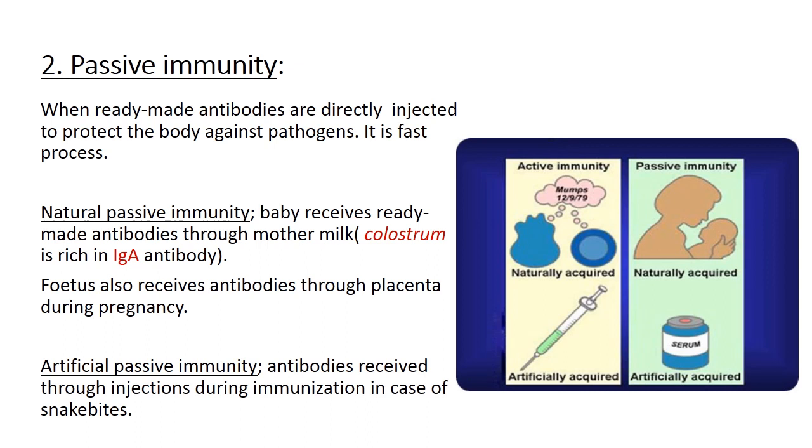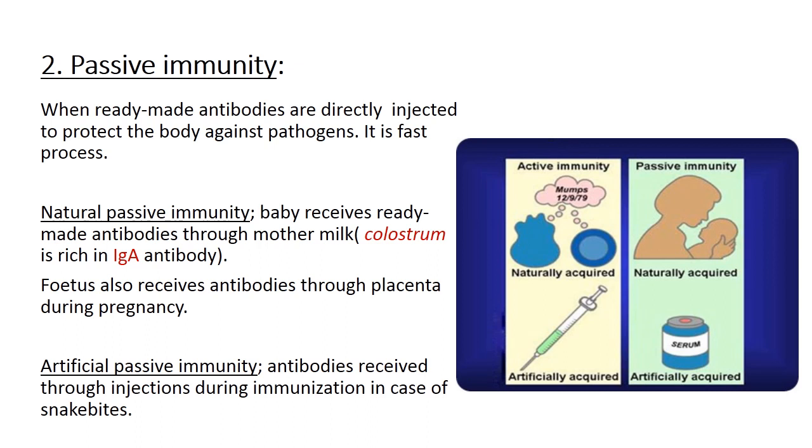When the infant feeds on breastfeeding, it will be supplied with all these ready-made antibodies. So it will develop some kind of defense mechanism, so that the ready-made antibodies supplied through the mother's milk will help to build passive immunity. This is one example. And another one is the fetus.